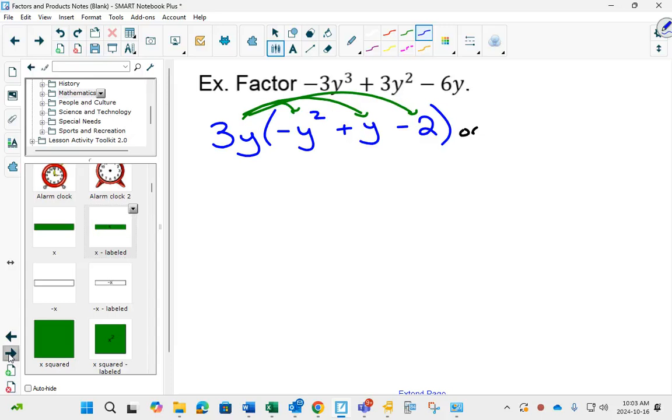I check it. 3y times negative y squared, negative 3y cubed. 3y times a plus y, that gives me 3y squared, and 3y times negative 2, negative 6y. I look at my terms that are left, and there's nothing in common with those three terms when we're done.